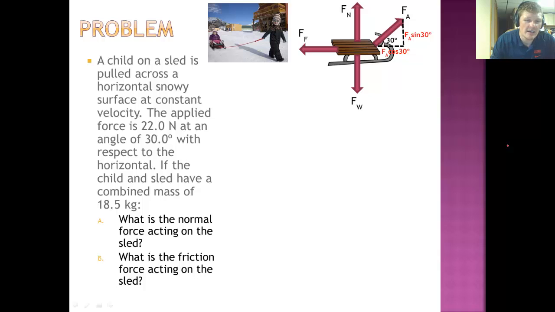If the child and sled have a combined mass of 18.5 kilograms, part A, what is the normal force acting on the sled? And part B, what is the friction force acting on the sled?